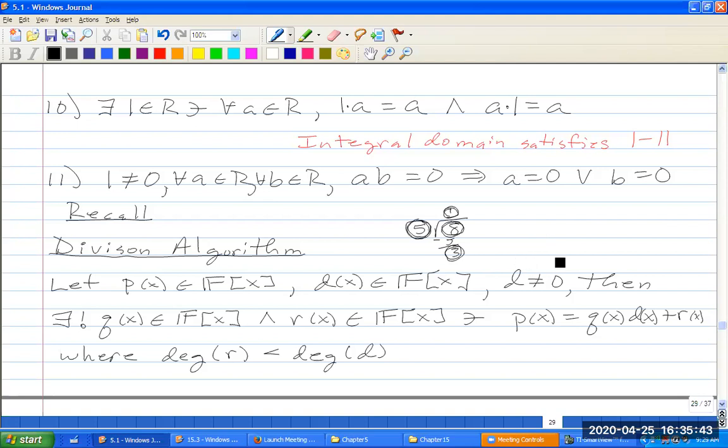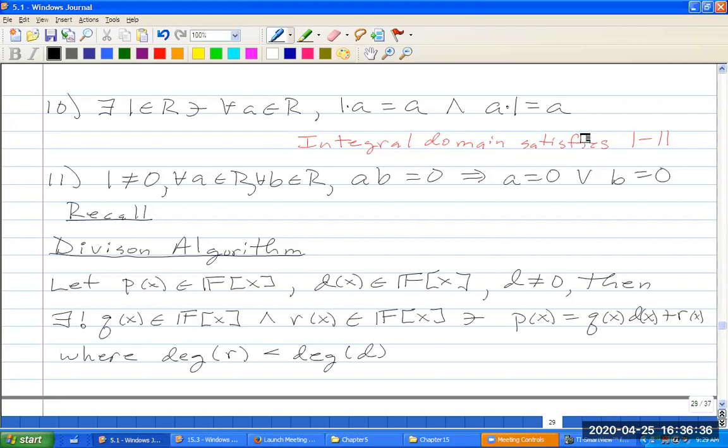Suppose D is not 0, then there exists a unique polynomial Q of x and a polynomial R of x such that the dividend, P of x, just like before, is equal to the quotient, Q of x, times the divisor, D of x, plus a remainder, R of x, where the remainder has to be smaller than the divisor, where the degree of the remainder is less than the degree of the divisor. So it's the same thing we had with integers.